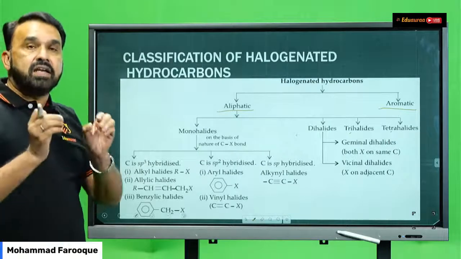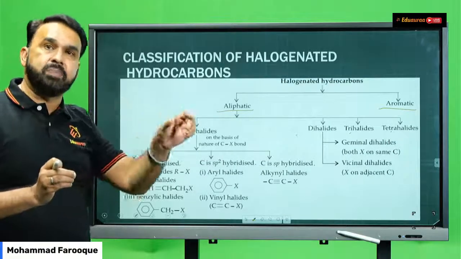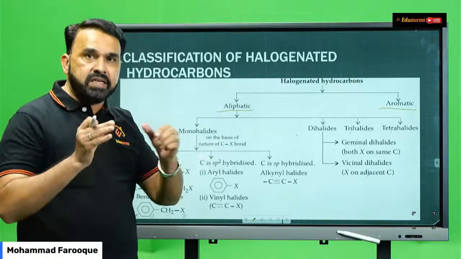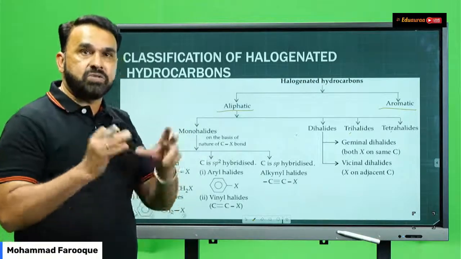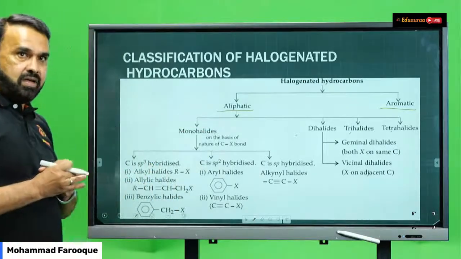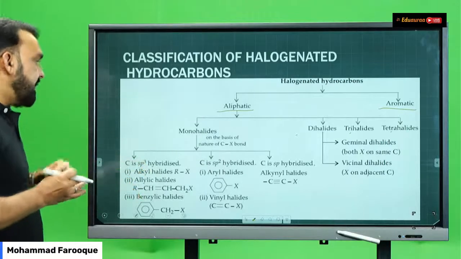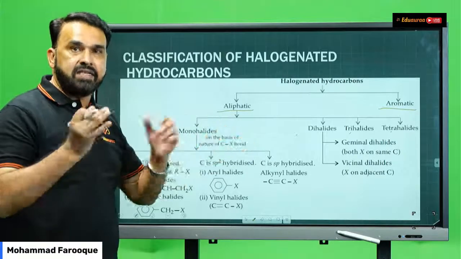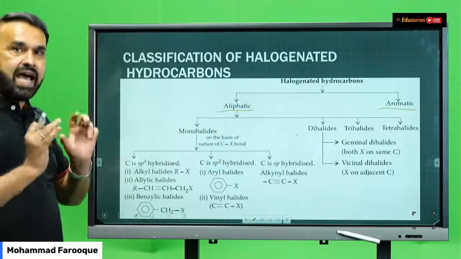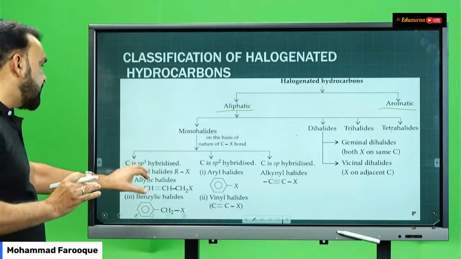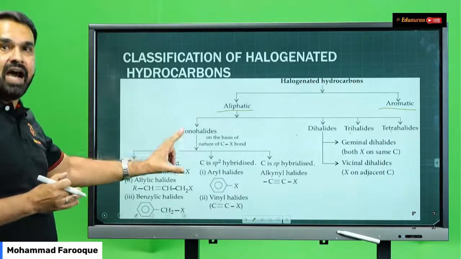Consider when a halogen is attached to a carbon which is sp3 hybridized. What is an sp3 hybridized carbon atom? It is a carbon attached through single bonds. The sp3 hybridized carbon to which the halogen is attached is further classified into three types: alkyl halides, RX.